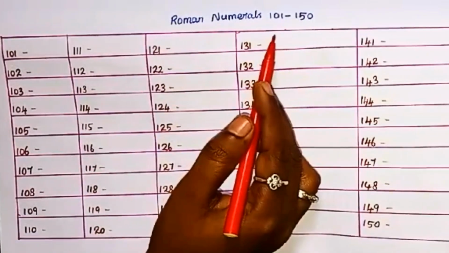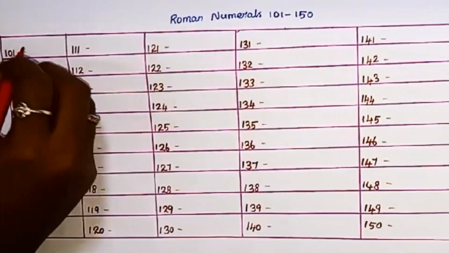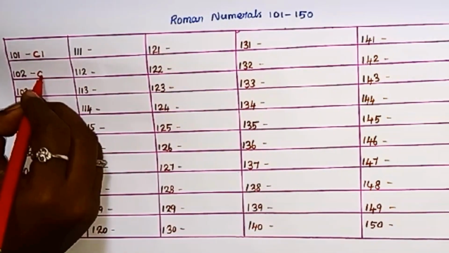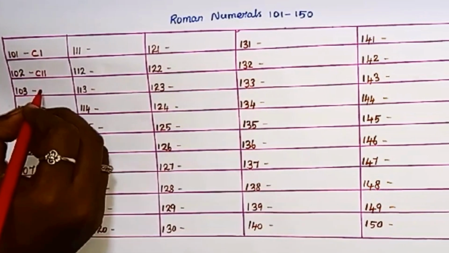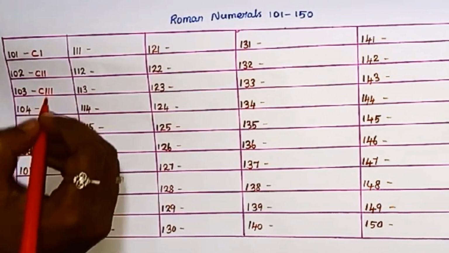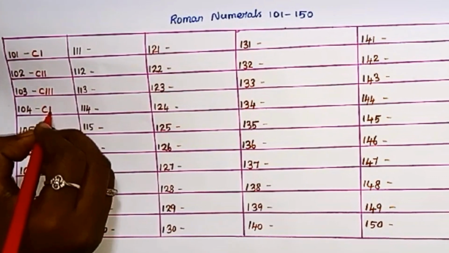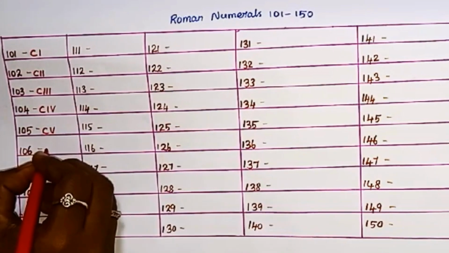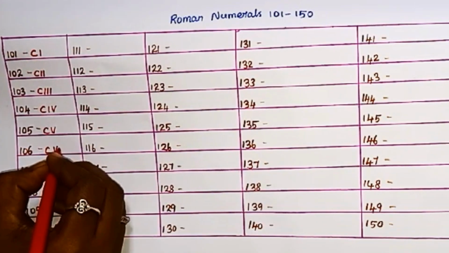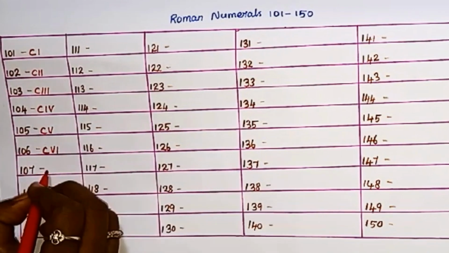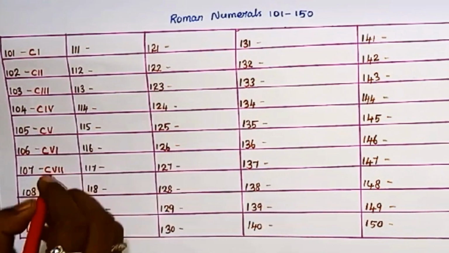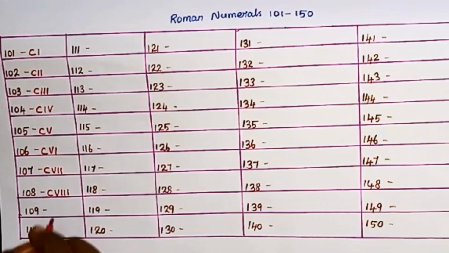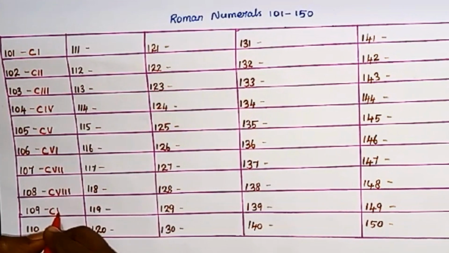Roman numerals 101 to 150. 100 means C, 1 means I. 101 is C I, 102 C I I, 103 C I I I, 104 C I V, 105 C V, 106 C V I, 107 C V I I, 108 C V I I I, 109 C V I X.